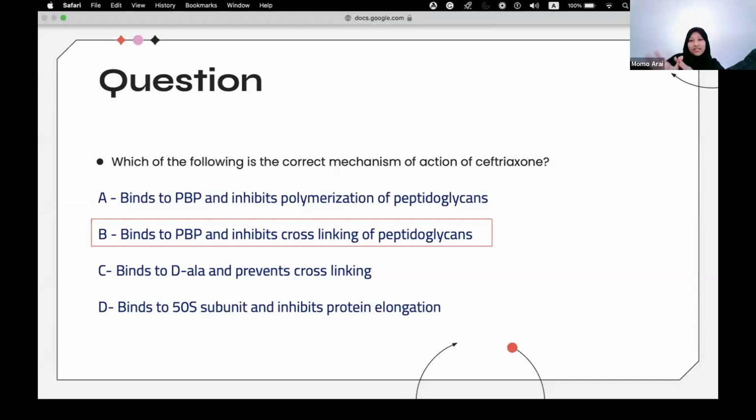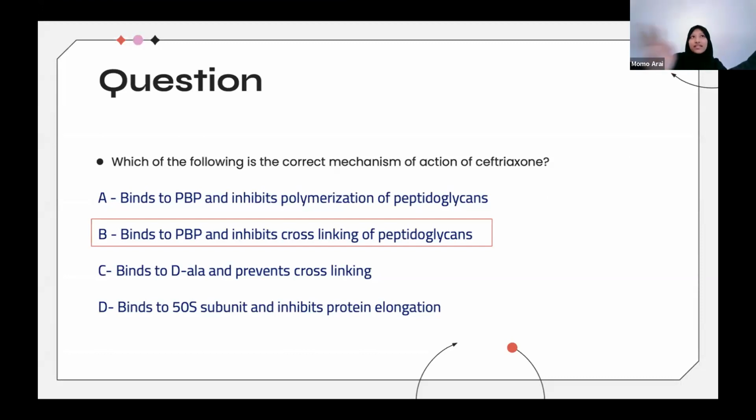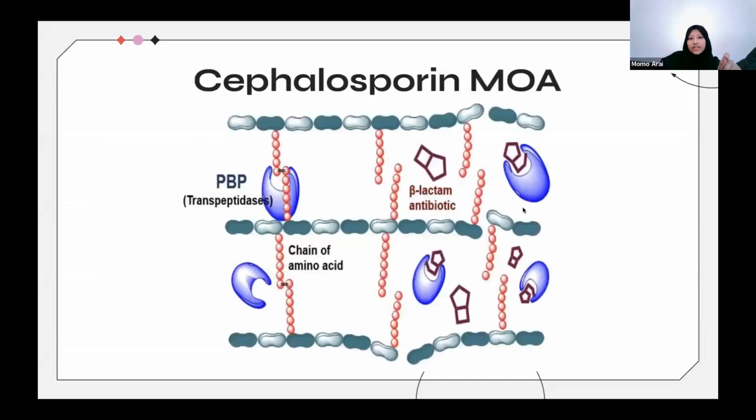Ceftriaxone is part of the cephalosporins, and penicillins in general, their main action is against the penicillin binding proteins, which cross-link the cell wall peptidoglycans. There's a picture on the next slide also. Beta-lactam antibiotics bind to the PBP, which is the transpeptidase, also called penicillin binding protein. So when they bind, these enzymes don't work in cross-linking the cell wall peptidoglycans.